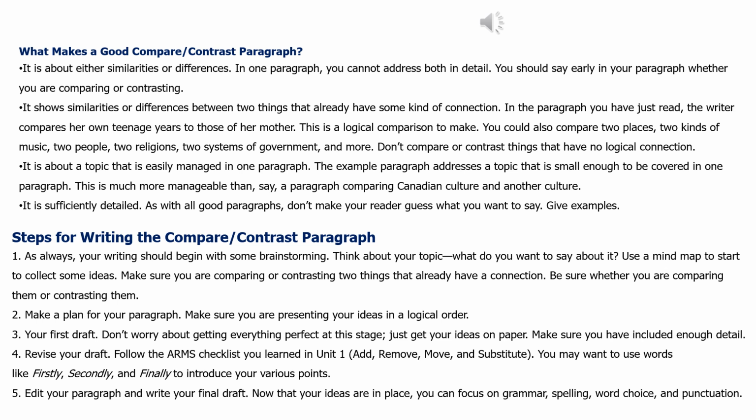Revise your draft. Follow the ARMS checklist you learned in Unit 1. Add, remove, move, and substitute. You may want to use words like firstly, secondly, and finally to introduce your various points. Edit your paragraph and write your final draft. Now that your ideas are in place, you can focus on grammar, spelling, word choice, and punctuation.